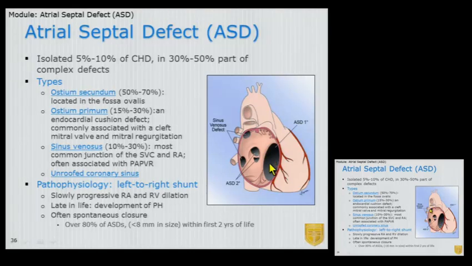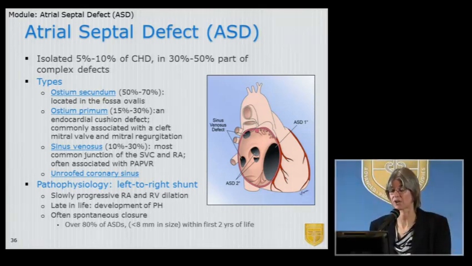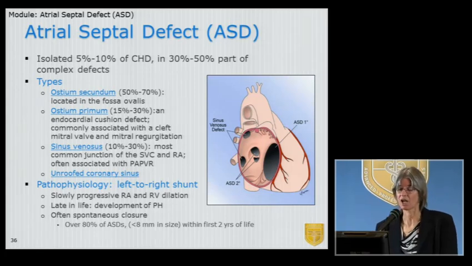The sinus venosus one, either up here in the SVC or occasionally in the IVC area, is often associated with a partial anomalous pulmonary venous return. And then occasionally you can have an unroofed coronary sinus, which is another form of an ASD. The underlying pathophysiology, you guessed it, is a left to right shunt. It leads to slowly progressive RA and RV dilation, but is usually well tolerated. Only later in life will you develop pulmonary hypertension.